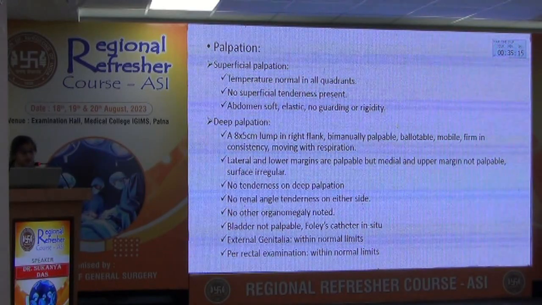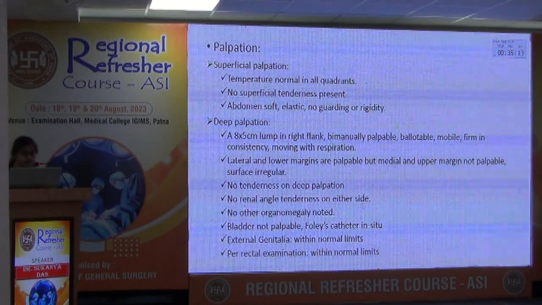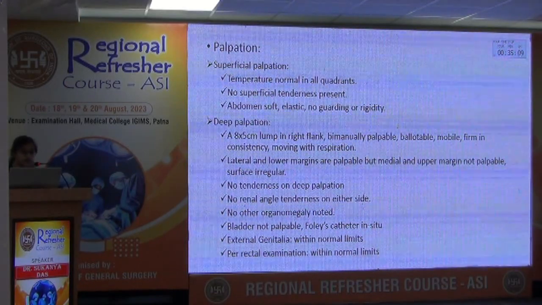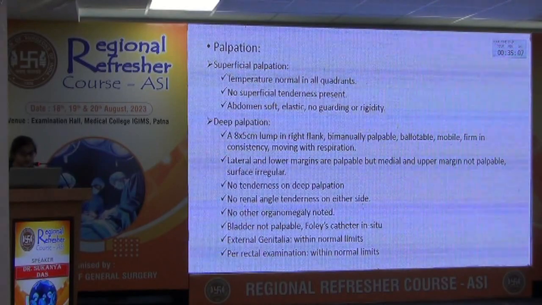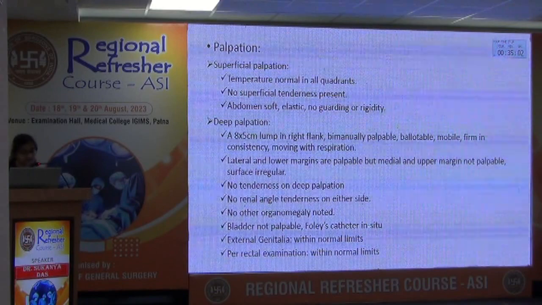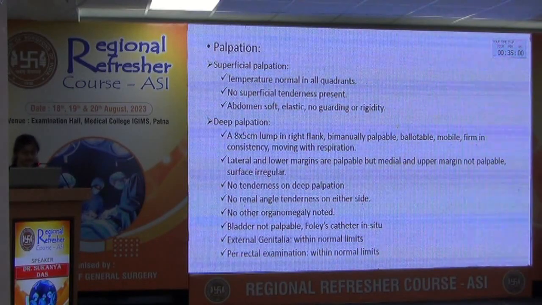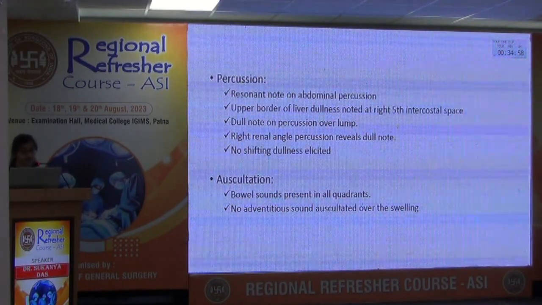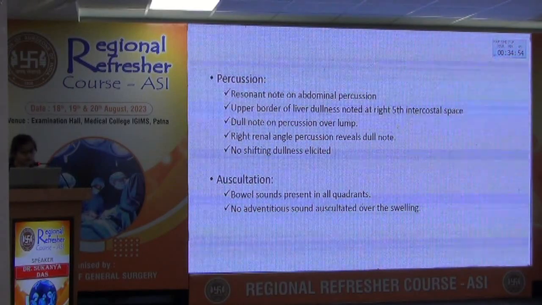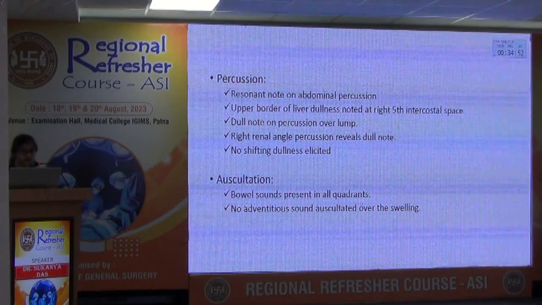The surface was irregular. There was no tenderness on deep palpation, no renal angle tenderness on either side, no other organomegaly noted, Foley's catheter was not in situ, and external genitalia and rectal examination were within normal limits. On percussion, a resonant note was obtained on abdominal percussion. Upper border of liver dullness noted in the 5th intercostal space.